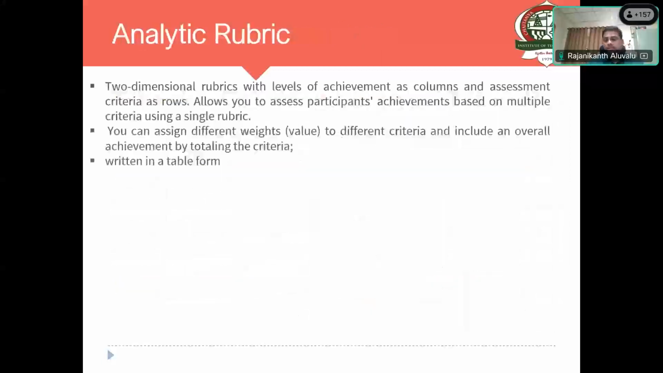Now moving further, the classification or categorization of the rubrics, which I already spoke about. Let's take each rubric in place. So, the analytic rubric.